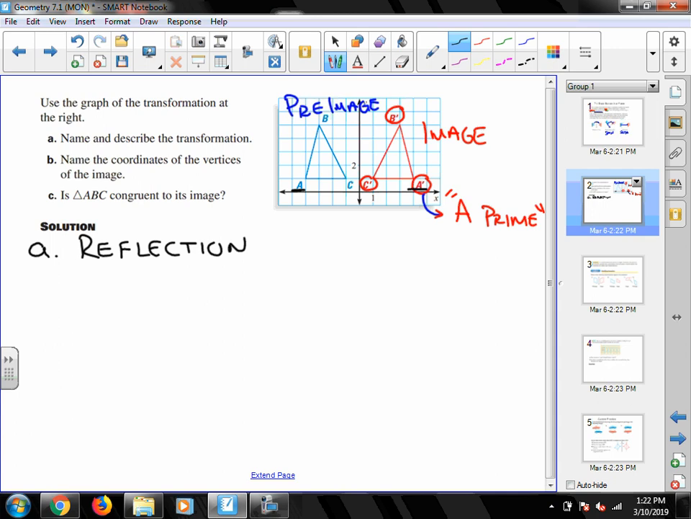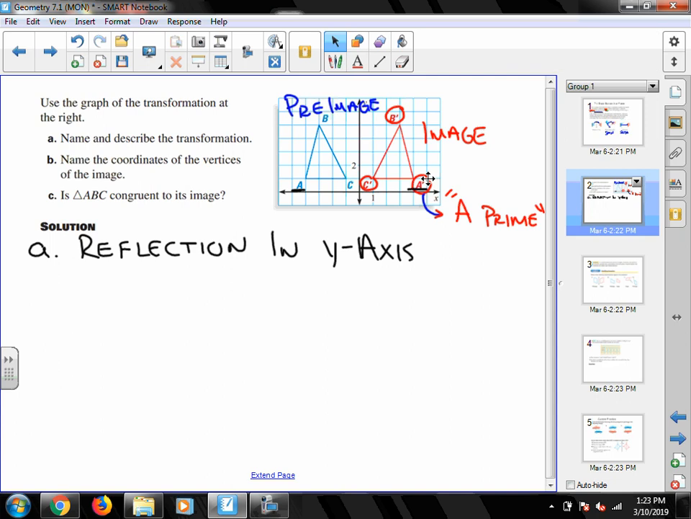Okay, and it's nice to say what line you're reflecting over. Your book is going to say in. I say over. We mean the same thing. So I'm going to say the reflection in the y-axis, meaning a reflection over the y-axis. Meaning I just flipped it over, which, hopefully you guys can kind of see that here.